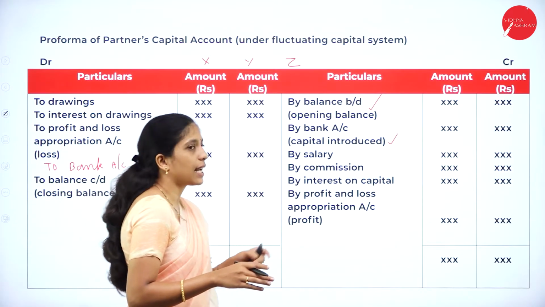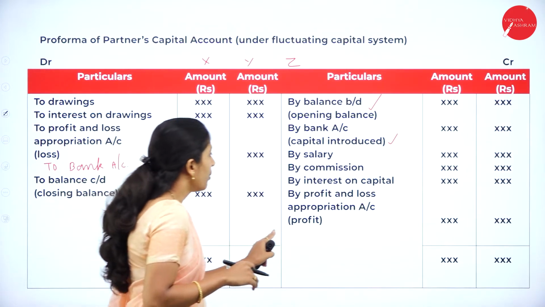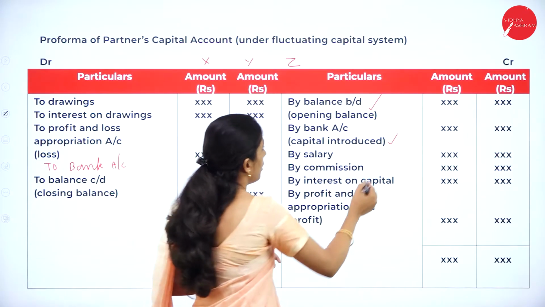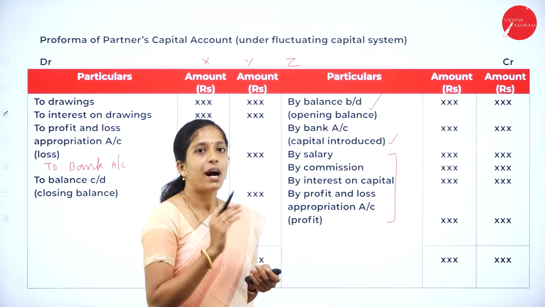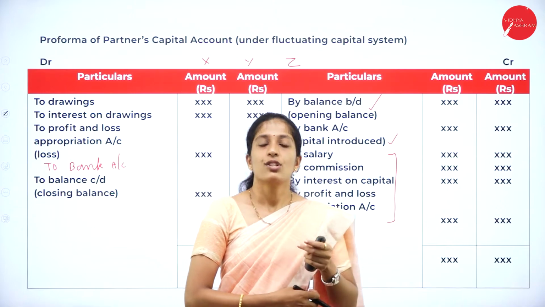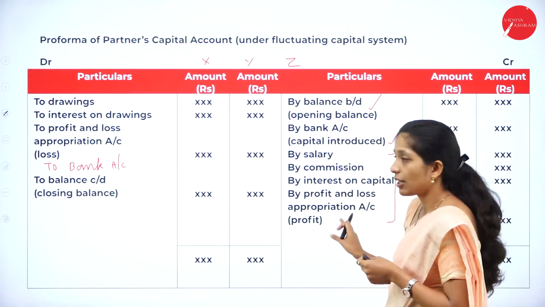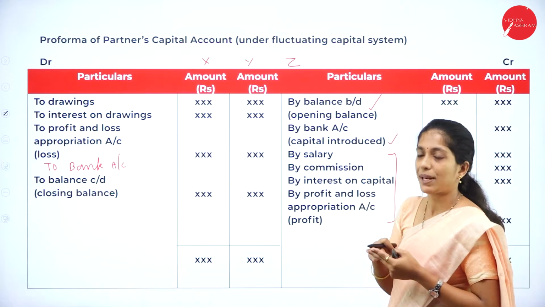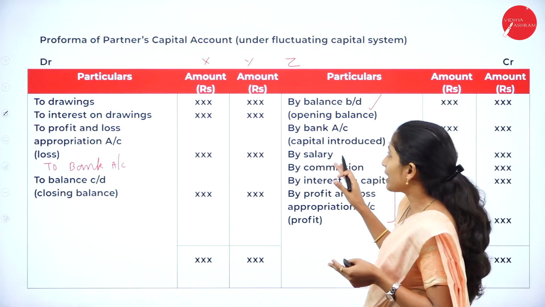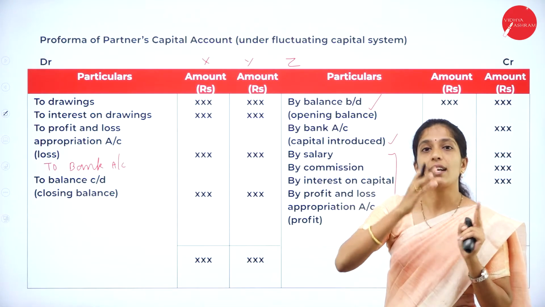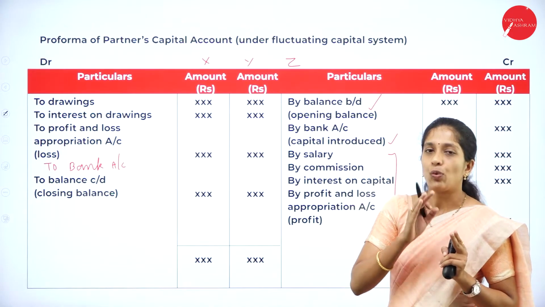Next, all other items like salary, commission, interest on capital, and profit and loss appropriation account all come under the credit side of the partners' capital account. This is the same as your current account. You record all these items in the current account under the fixed capital method. Here we have divided the items into two accounts, but in this method we record in one account only.